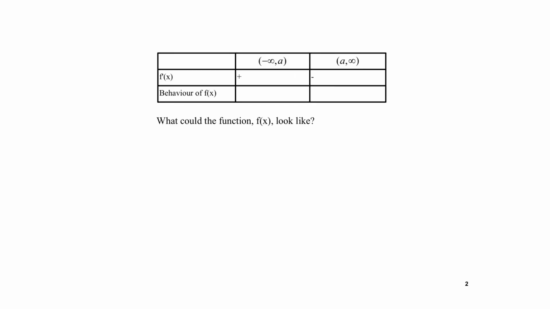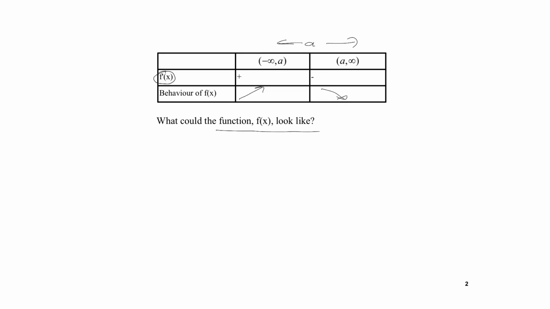So let's recap the first derivative, or f prime. Here we have an interval chart where we have something to the left of a and something to the right of a. We know that the slope is given as positive and negative. So anything to the left of a, the slope is positive, meaning the graph is going to go up. Anything to the right of a, the graph is going to go down. Now the question is, what could this function look like?